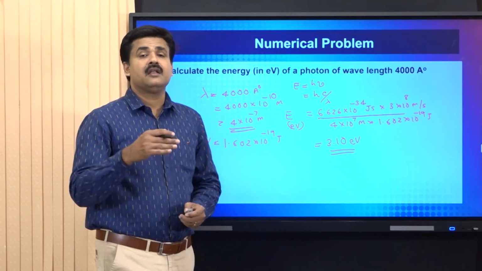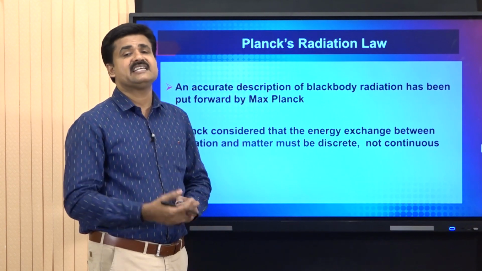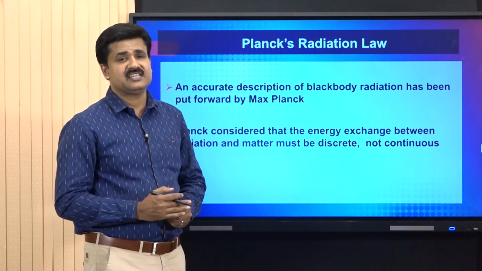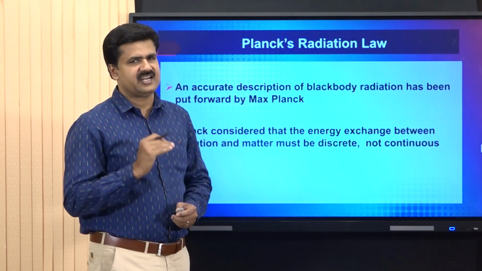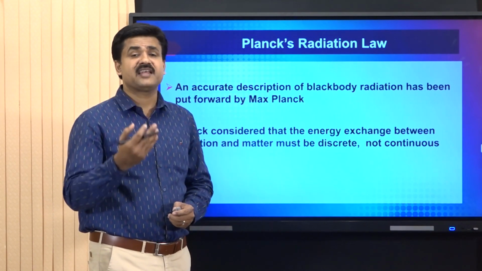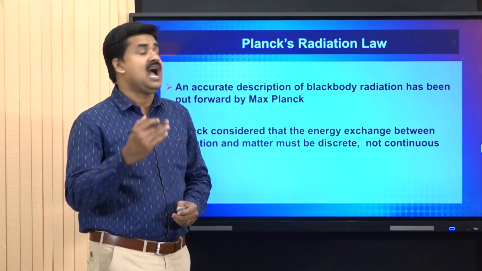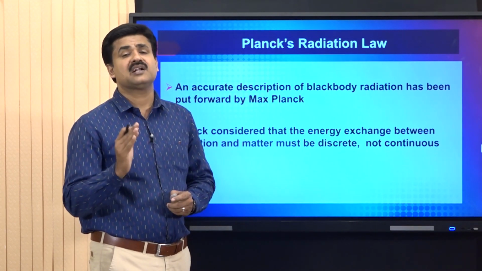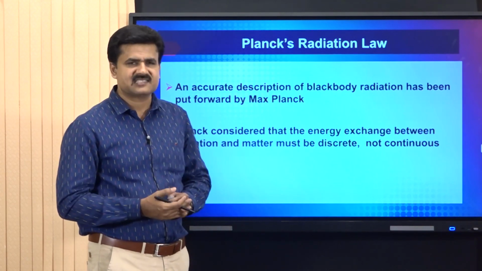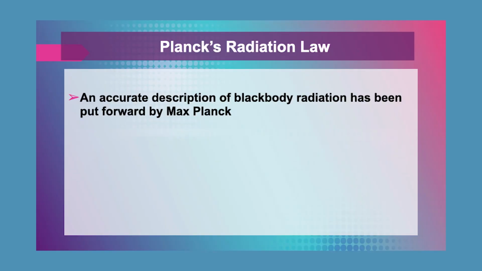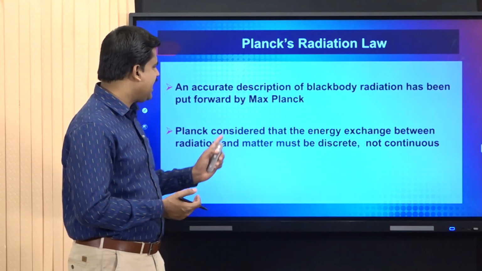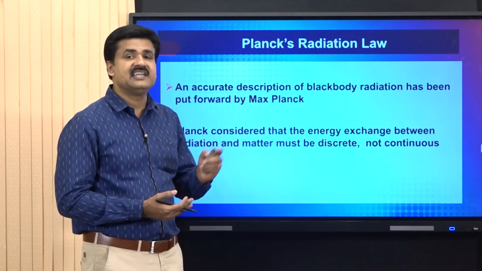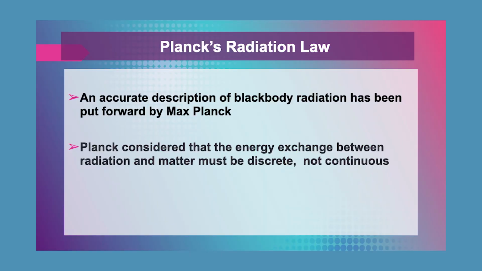Now, we can move on to Planck's radiation law. I already mentioned that the existence of Planck's radiation law is to provide an explanation for black body radiation. And this Planck's radiation law came from Planck's quantum theory of radiation that we already discussed. An accurate description of black body radiation has been put forward by Max Planck. Planck considered that the energy exchange between radiation and matter must be discrete, not continuous.